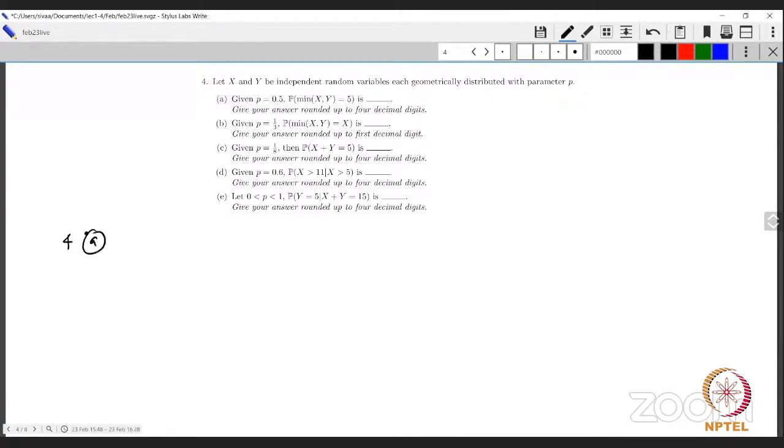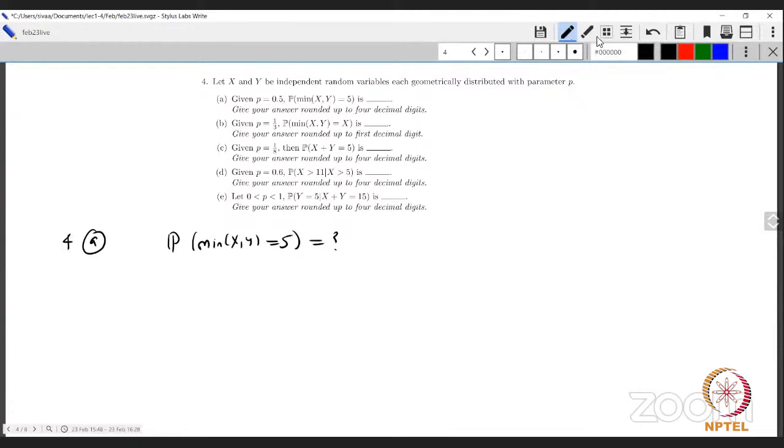what you do is the probability that the minimum of x comma y is equal to 5, right? That means when x is 5, y can be 6, 7, 8, right? And vice versa as well. When y is 5, x can be 6, 7, 8, right? So one of them has to be a 5, and the other one can be anything bigger than a 5, right? So how do you write this down in terms of probabilities?